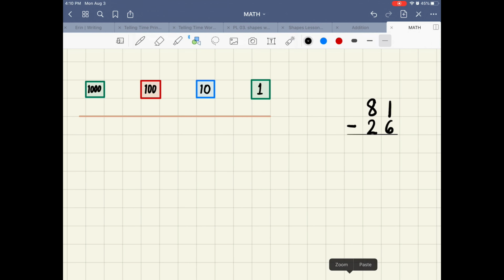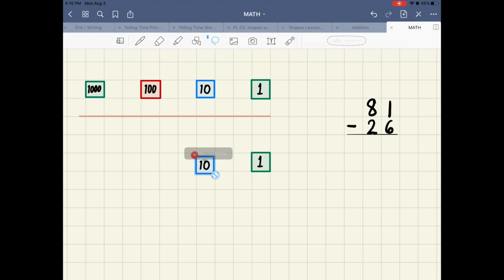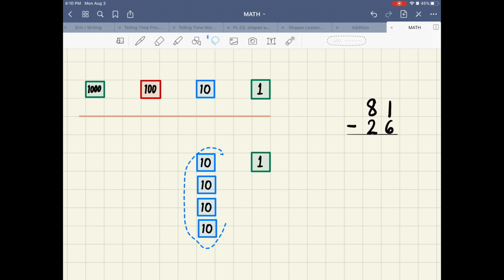So we have here the unit, tens, hundreds, and thousands. First, we begin by getting the unit and then we will get the tens. So it says here we only need one unit. One unit. And we need to have 8 tens. So that's going to be 1 ten, 2 tens, 3 tens, 4 tens, and I will just double this. So we have 8 tens, 81.